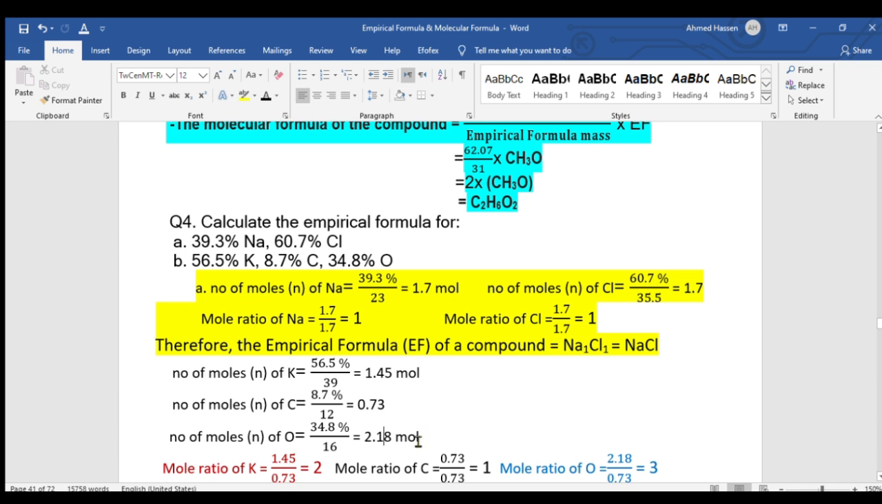Which one is the smallest number of moles? This one belongs to carbon, that means 0.73. Therefore, all the values must be divided by 0.73.